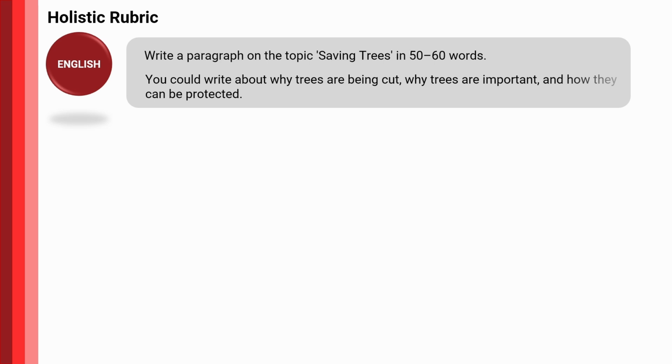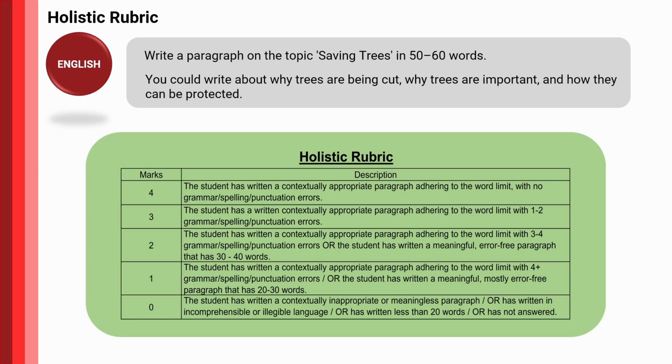saving trees. The holistic rubric will look at student response as a whole and will guide the scorer to award appropriate marks accordingly. In this example, full marks can be given to a student for a contextually appropriate paragraph adhering to the word limit with no grammatical, spelling, or punctuation errors, and so on.